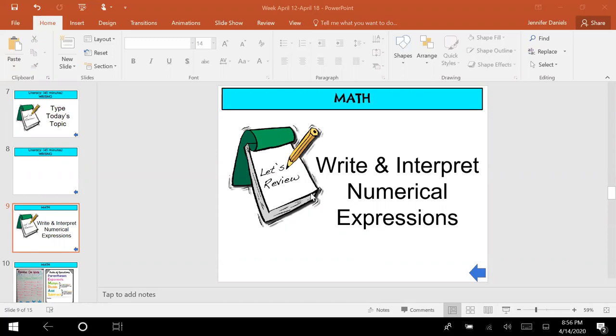And we're going to be talking about writing and interpreting numerical expressions. This is something that we learned in the beginning of the school year. And so this should be sort of a review and understanding how we can take a word problem and write it as a numerical expression and then be able to evaluate that expression, okay?